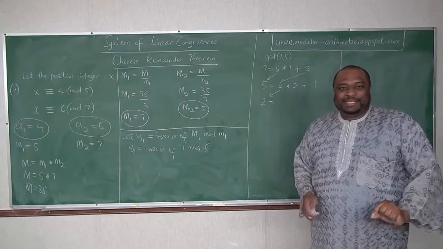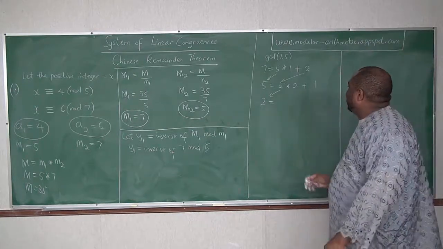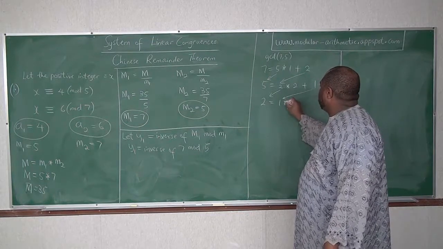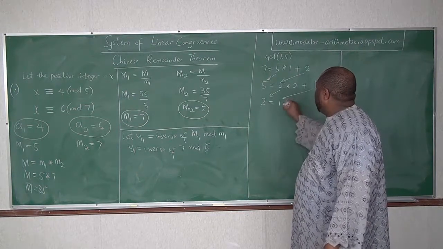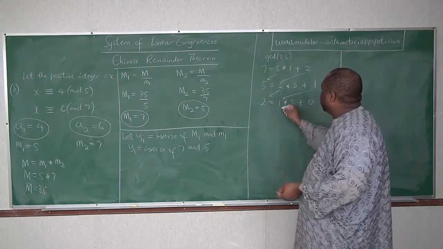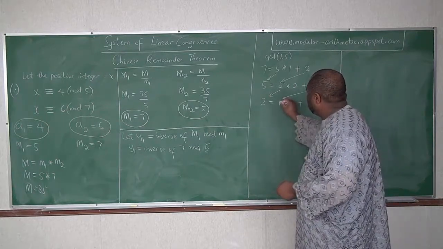So 2 will be 1 times 2 plus 0. So this is our GCD here.